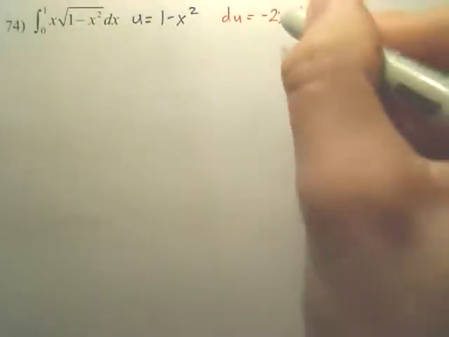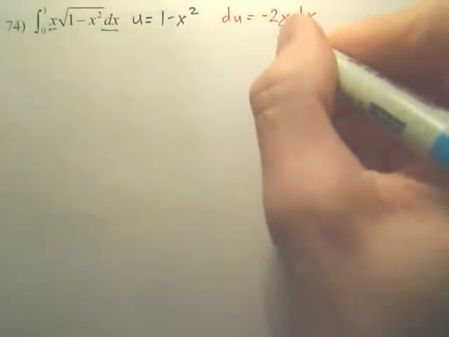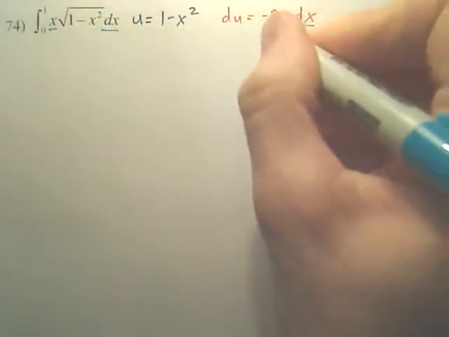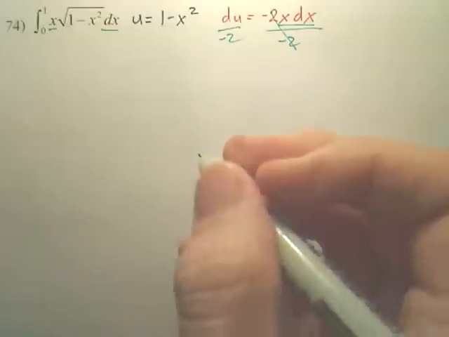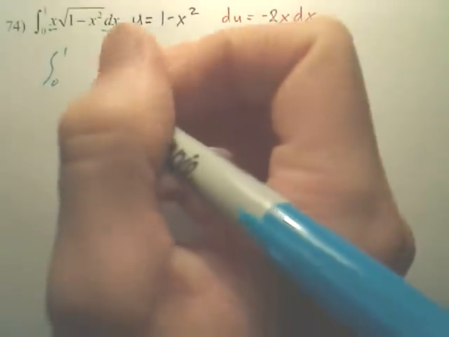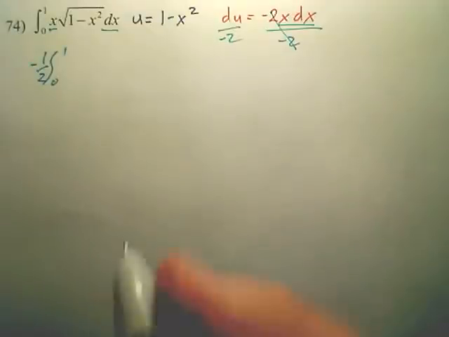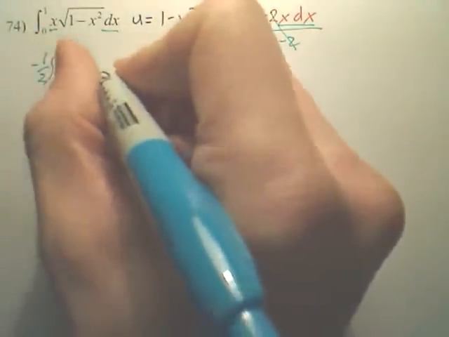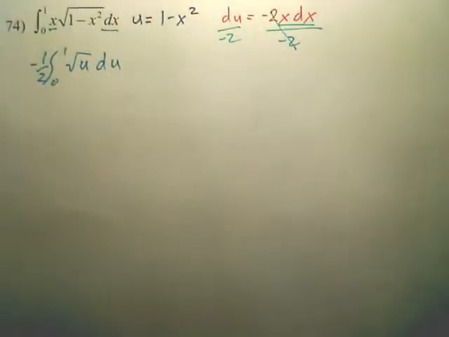Now, in order for this to match that piece, you have to divide over the negative 2, so I'm going to divide the negative 2 off. So what it looks like I have now is the integral from 0 to 1 still. I have a negative 1/2 out front, and I have the square root of u du. That is my easier expression. I'm going to solve this.